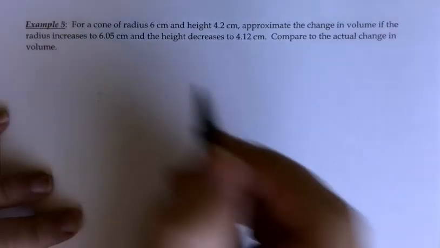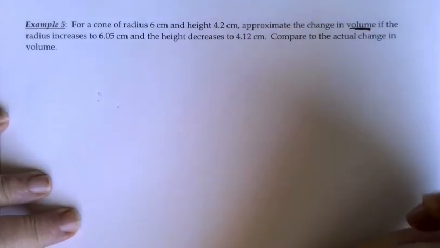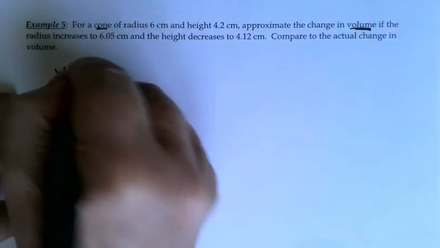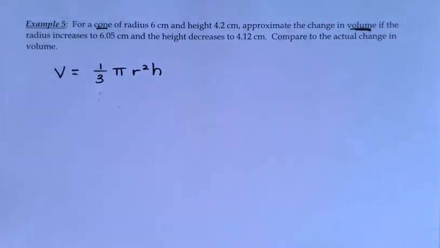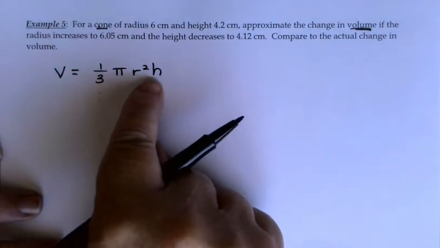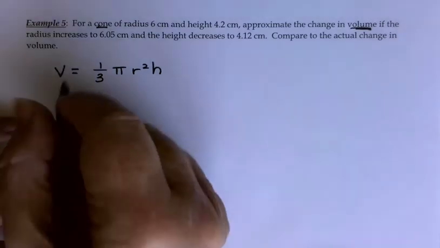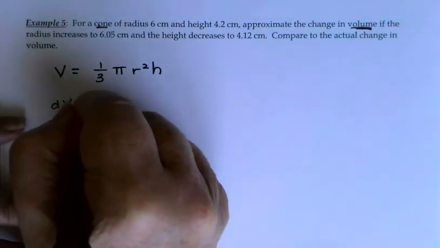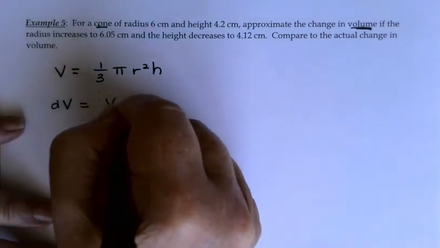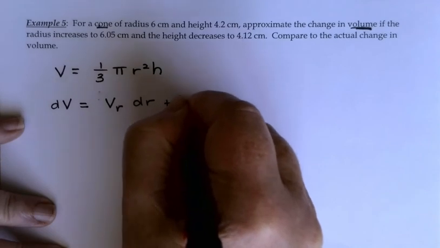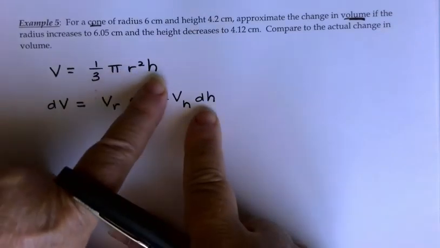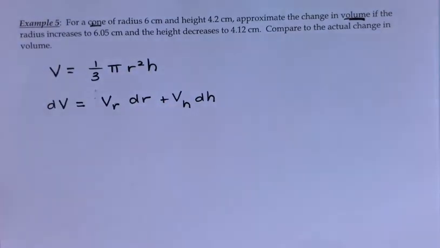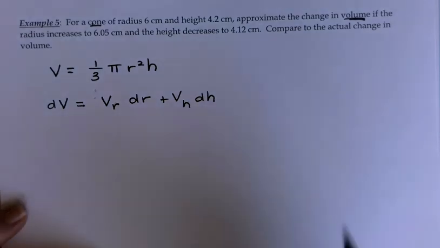So first of all, we are talking about the volume of the cone. So let's start by writing down our volume formula for a cone: 1/3 pi r squared h. And in this case, instead of my variables being x and y, my variables are r and h. So the differential dV would be V sub r dr plus V sub h dh, right? Just like the x's and the y's, just for the variables in this particular problem. So let's go ahead and calculate those.